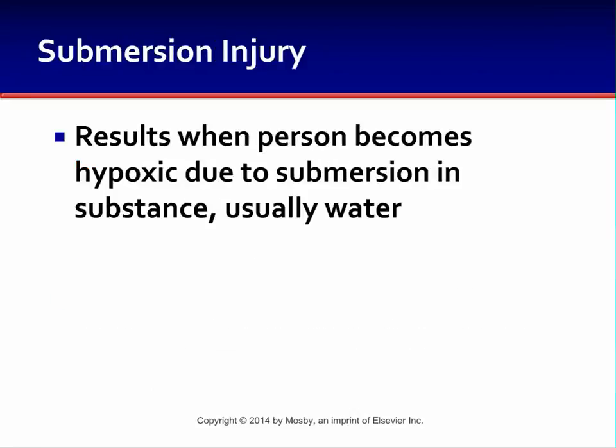Submersion injury results when a person becomes hypoxic due to submersion in substances, usually water. There are over 50,000 submersion events and approximately 4,000 deaths from drowning each year in the United States. Most of these victims are children under 5 or boys between the ages of 15 and 25. The primary risk factors for submersion injury are the inability to swim, use of alcohol or drugs, trauma, seizures, hypothermia, stroke, and child neglect.